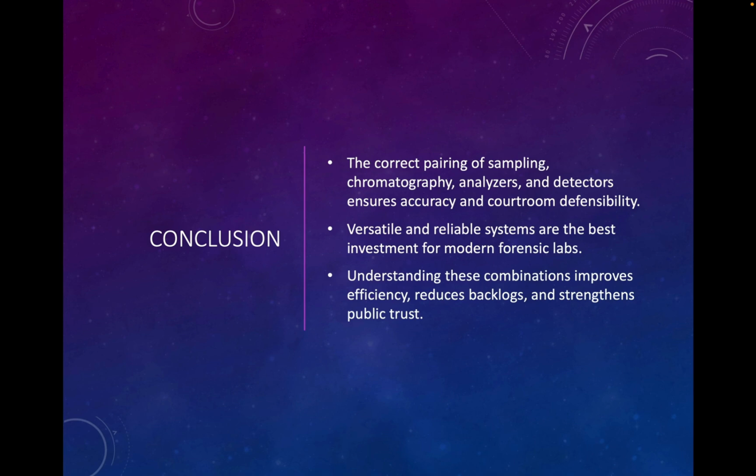And to conclude, the correct pairing of sampling methods, chromatography, mass analyzers, and detectors ensures accuracy, efficiency, and courtroom defensibility. From what I've learned thus far, backlogs and underfunding are major challenges in forensic science. And from my understanding, choosing the right instrumentation can help labs do way more with fewer resources. Understanding these combinations not only improves case outcomes, but also strengthens public trust in forensic science, which is, of course, at the end of the day, our goal.